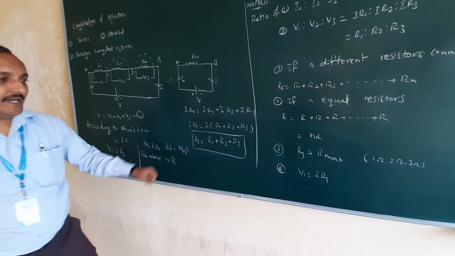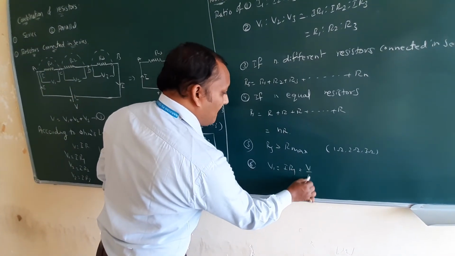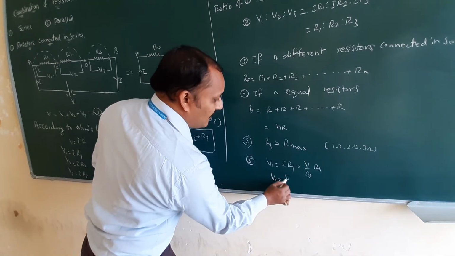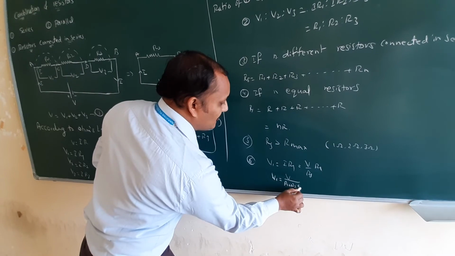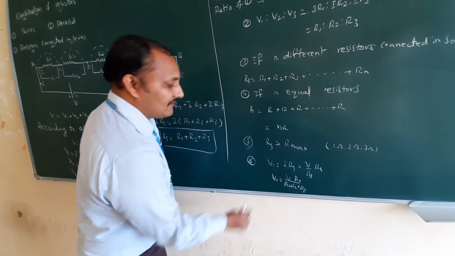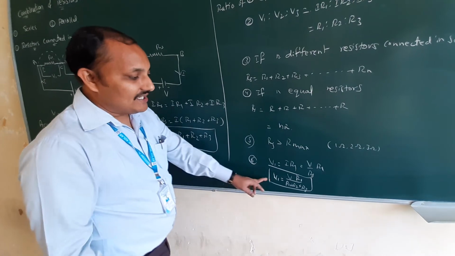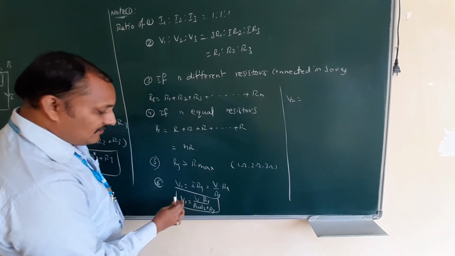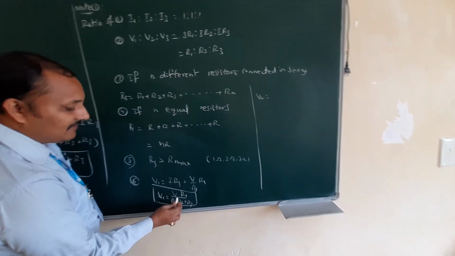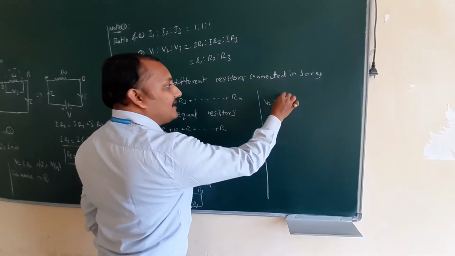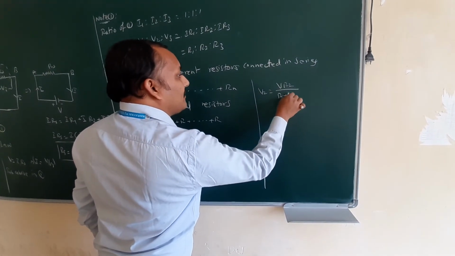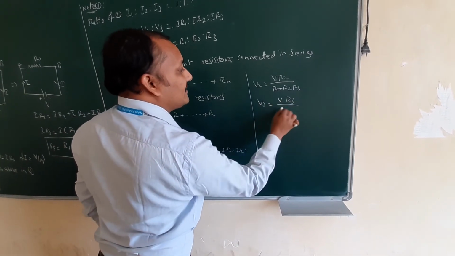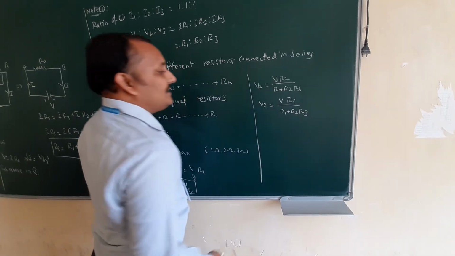I is equal to V by Rs. So V by Rs into R1. Then V1 is equal to V by (R1 plus R2 plus R3) into R1. This is the potential across the first resistor. What is the potential across the second resistor? V1 is equal to V R1 by R1 plus R2 plus R3. Now V2 equals V R2 by R1 plus R2 plus R3. Like that, V3 is equal to V R3 by R1 plus R2 plus R3.